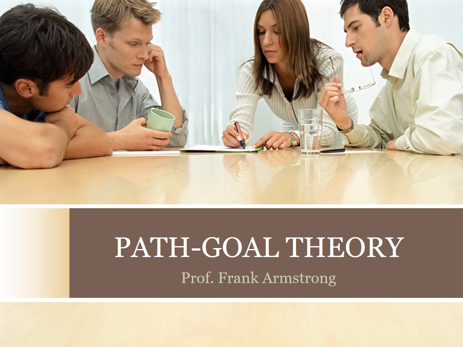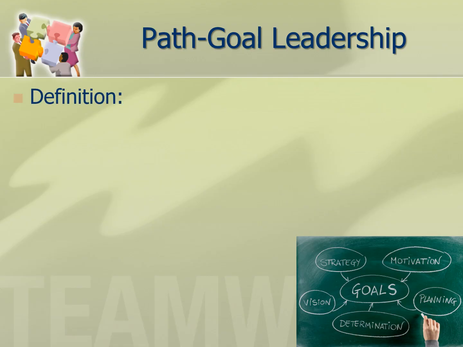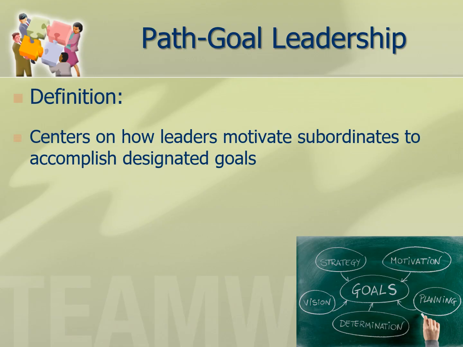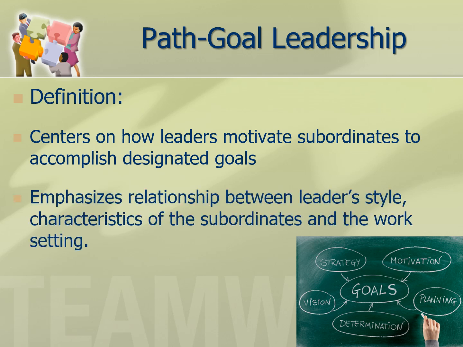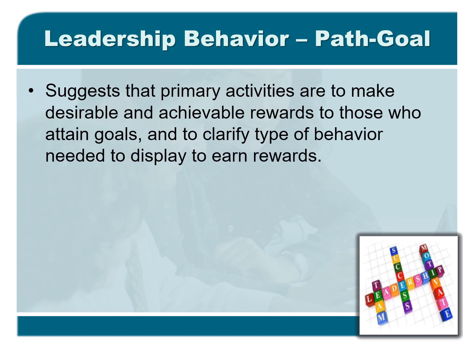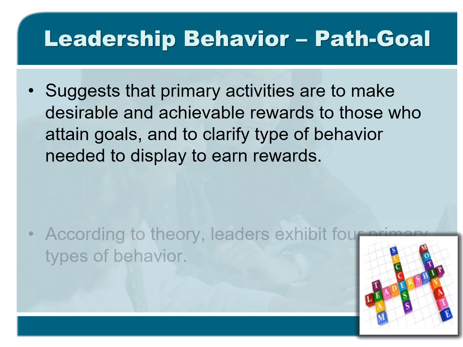In this session, we're going to look at the path-goal theory of leadership style. The definition of path-goal is it centers on how leaders motivate subordinates to accomplish designated goals. It emphasizes the relationship between the leader's style, characteristics of the subordinates, and the work setting. It suggests that primary activities are to make desirable and achievable rewards to those who attain the goals, and to clarify the type of behavior needed to display to earn rewards.